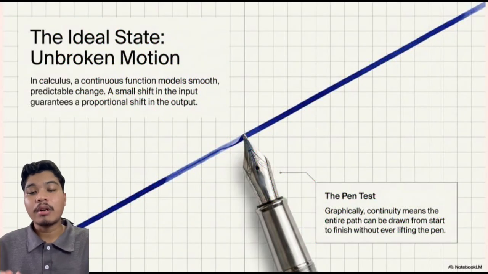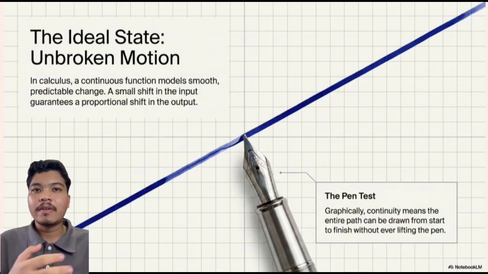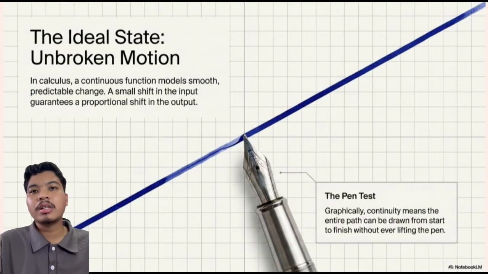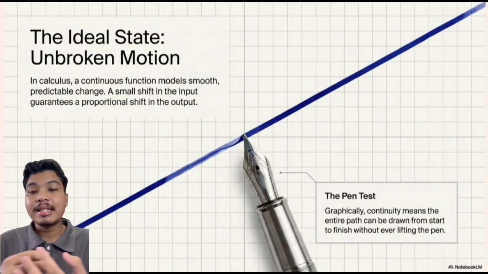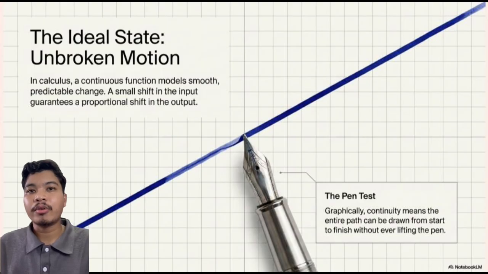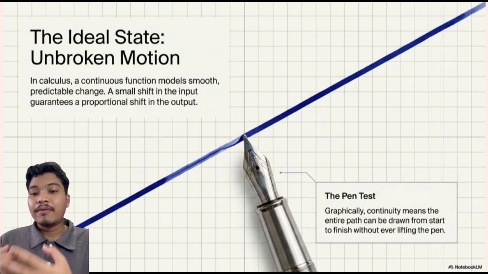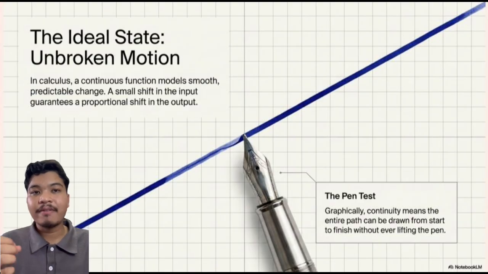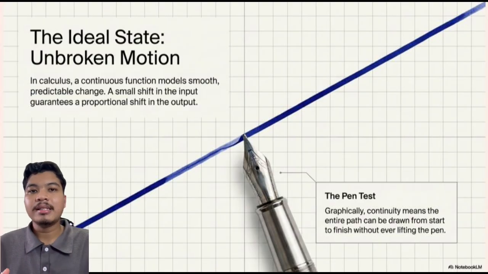In calculus, our ideal state is the continuous function, which models smooth, predictable change. Mathematically, this means that a small shift in your input guarantees a proportional shift in your output. The easy way to visualize this concept is the pen test: if you can draw the entire path from the starting point without lifting your pen, we call the function continuous.